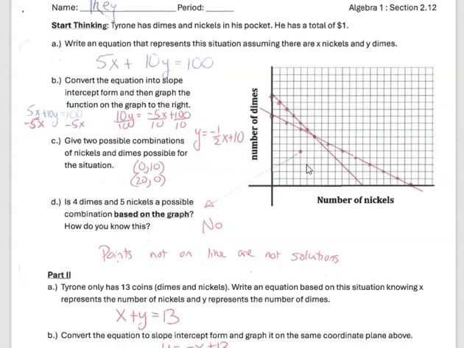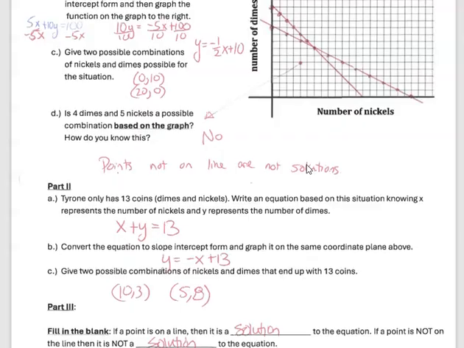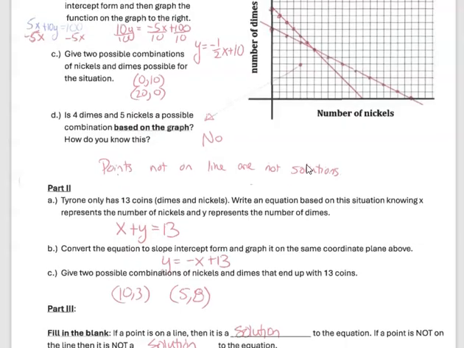So that was it. Then we went to the next part. The first constraint was just that you had $1. The second constraint is that you only have 13 coins. So the way that we could represent this is x plus y equals 13. Number of nickels plus number of dimes equals 13.